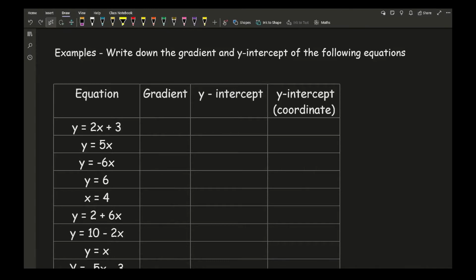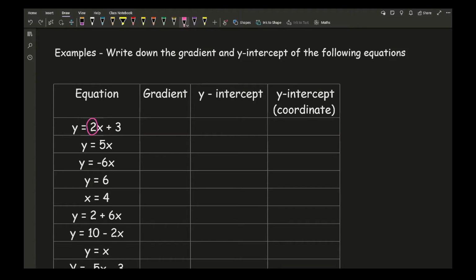So in these particular questions, we've been asked to find the gradient and the y-intercept of the following equations. Now, from this, what we need to do is, now the gradient is basically the number in front of the x. Now, again, before we get started, we need to make sure that we've got y equals. Now, the first couple of questions, we've got y equals. So for that point, I don't need to do anything.